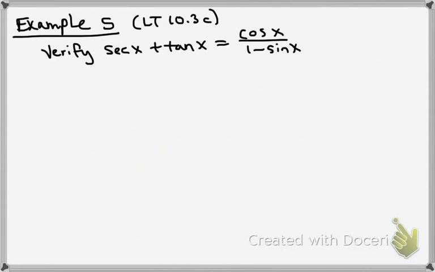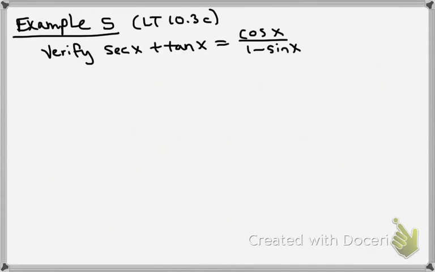We want to verify the secant of x plus the tangent of x equals the cosine of x over 1 minus the sine of x. So now here, it's kind of a toss-up as to which side is the more complicated side, because on one side you've got secants and tangents that you could switch into sines and cosines. The other side you have a fraction, so then you can do stuff with a fraction like multiplying by the conjugate. So I think I'm going to, though, still stick with the left side here.